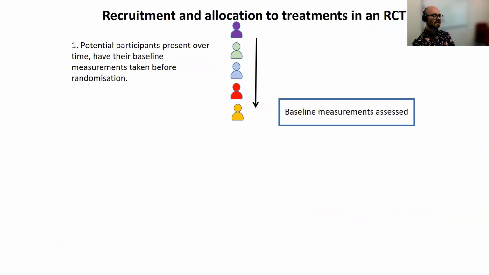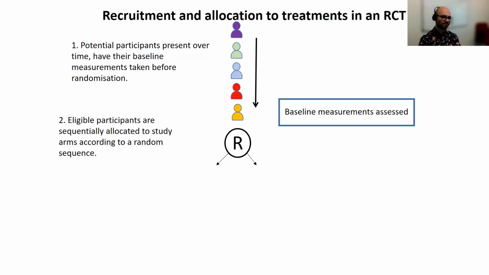So let's think a little bit about what happens in an RCT. How are people recruited and allocated to treatments? Potential participants will present over time, and they're going to have their baseline measurements taken before randomization. So I've got my queue of people presenting to be randomized in the trial, and they're going to have their baseline measurements assessed. Then anyone who's eligible is going to be sequentially allocated to study arms in a random sequence.